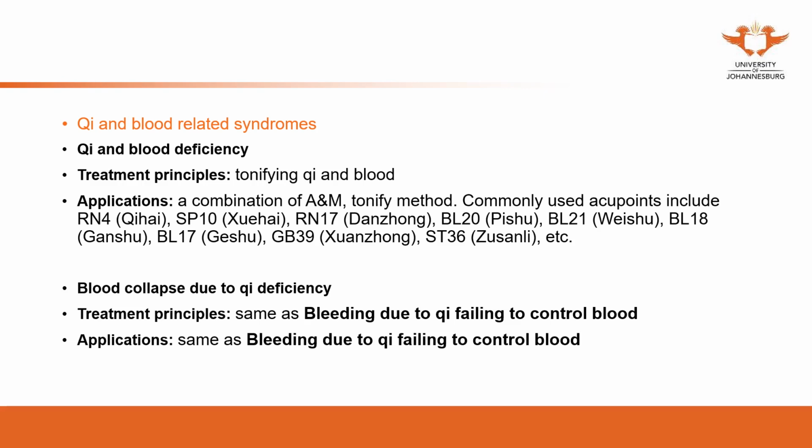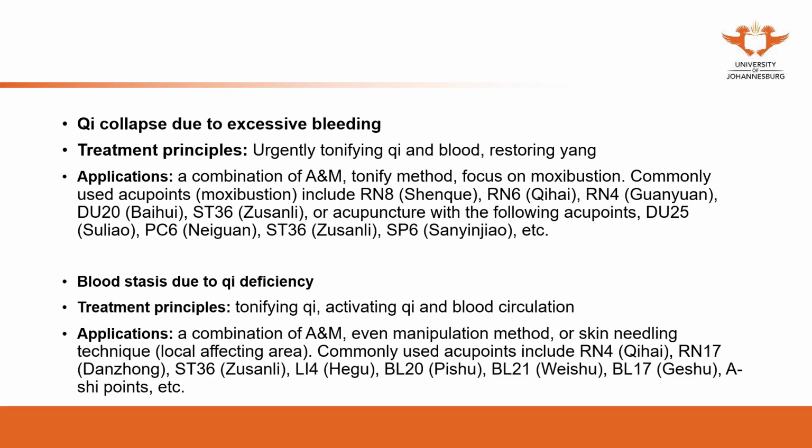Blood collapse due to qi deficiency. Because the cause is qi deficiency, we're going to use the same as for qi deficiency. Qi collapse due to excess bleeding: this is the first cause. The root cause is excess bleeding. Urgently tonify the qi and blood, restore yang.